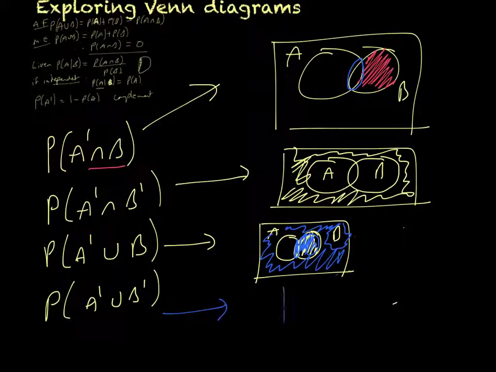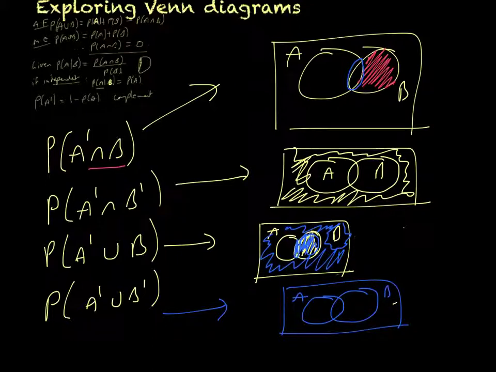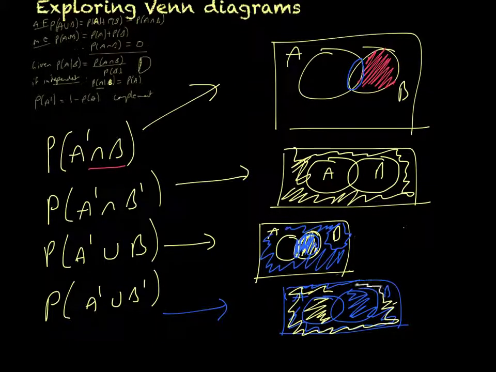Finally, we've got our not A, not B. Here's A and B. So not A or not B. So not A is everything shaded, including B here, but not including the intersection. Not B is everything shaded and not the intersection. So therefore, everything must be shaded except for the intersection. That's where they both link up.